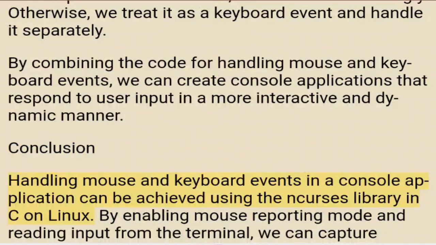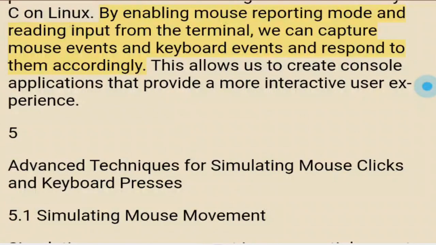Conclusion. Handling mouse and keyboard events in a console application can be achieved using the ncurses library in C on Linux. By enabling mouse reporting mode and reading input from the terminal, we can capture mouse events and keyboard events and respond to them accordingly. This allows us to create console applications that provide a more interactive user experience.